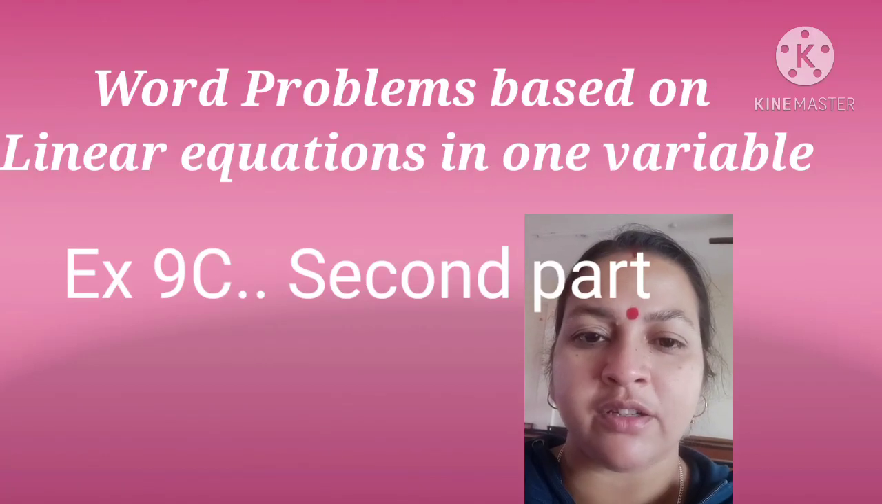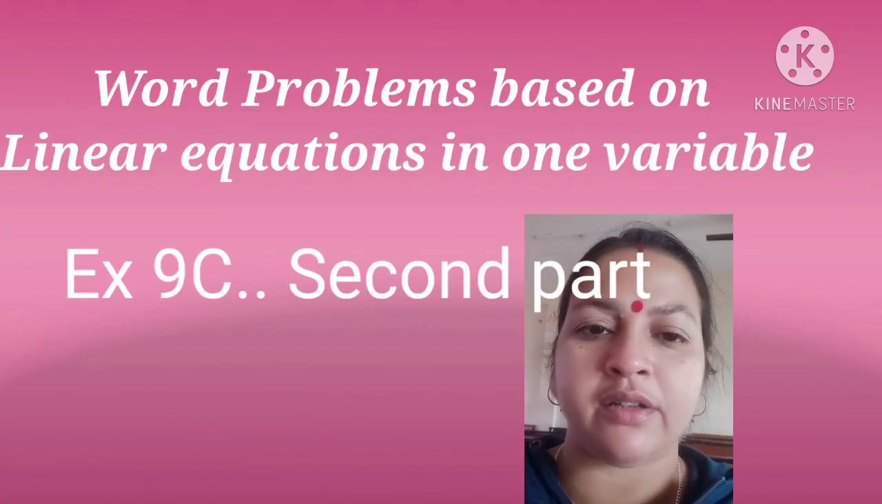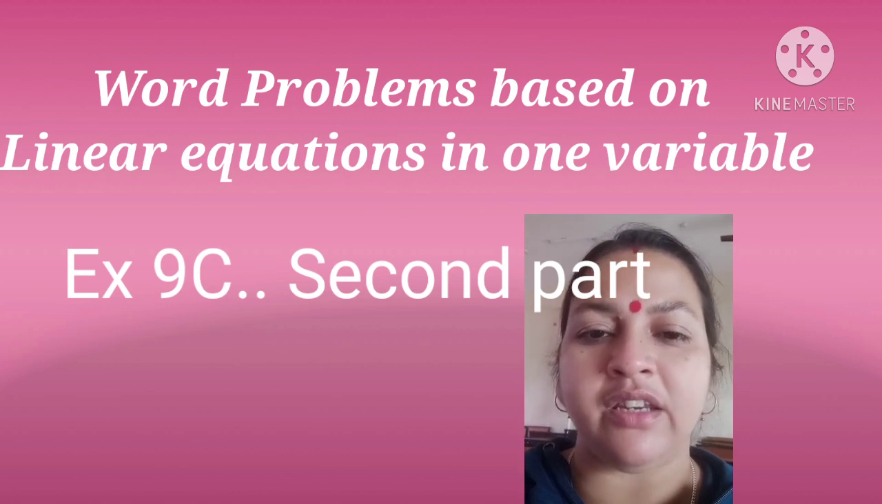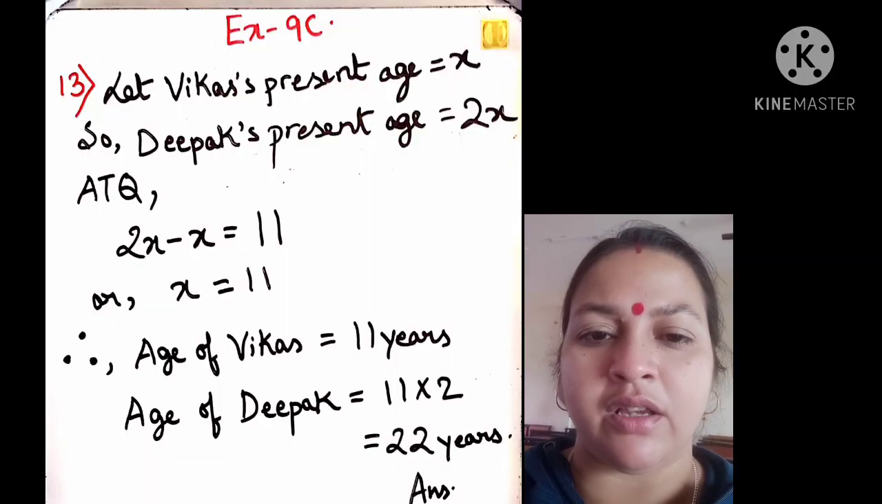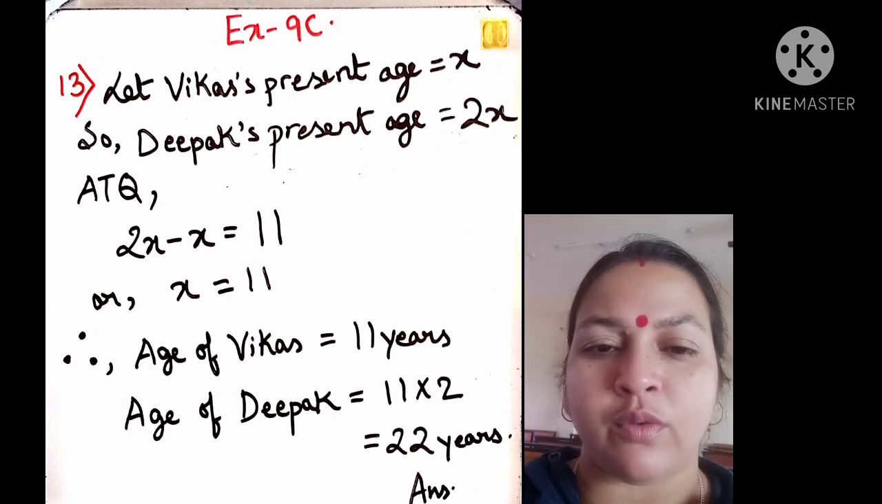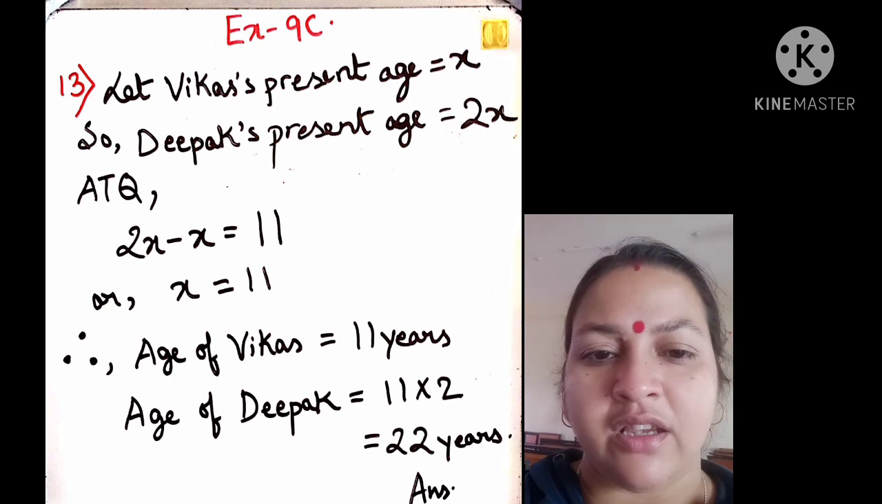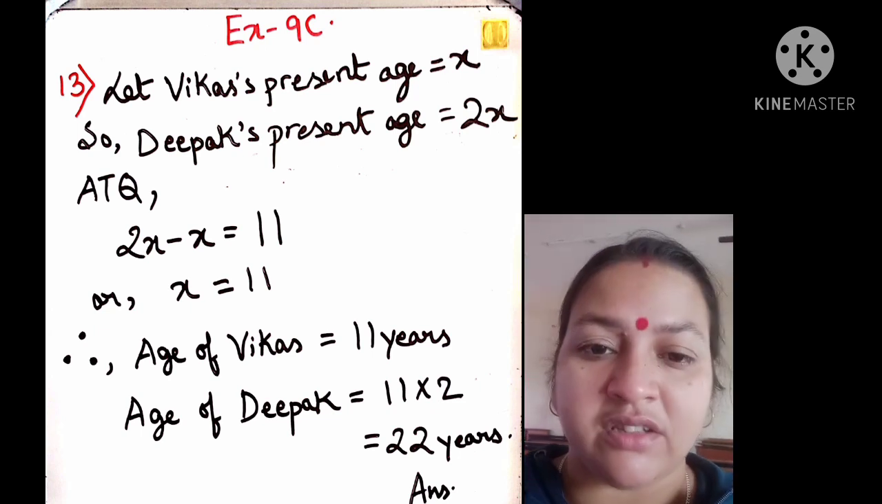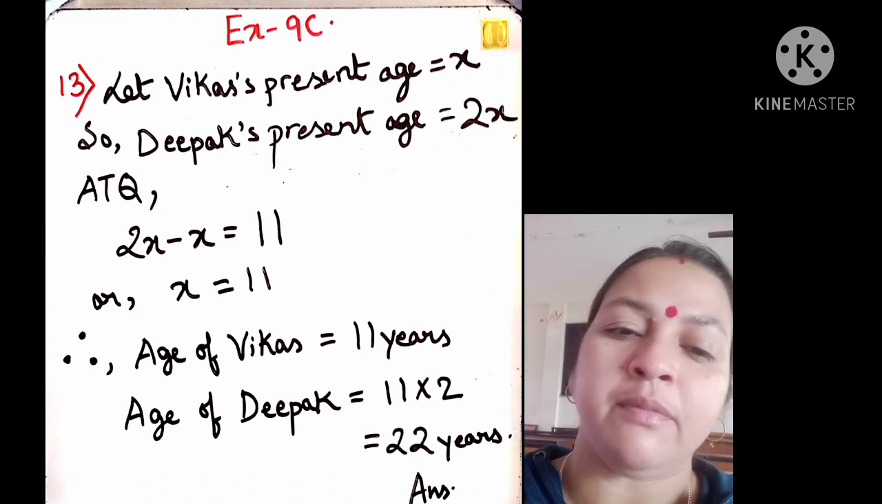Good morning, class. Today we will solve the second part of exercise 9C, word problems based on linear equation in one variable. So question number 13: Deepak's age is twice that of Vikas. The difference of their ages is 11 years. What are their present ages?